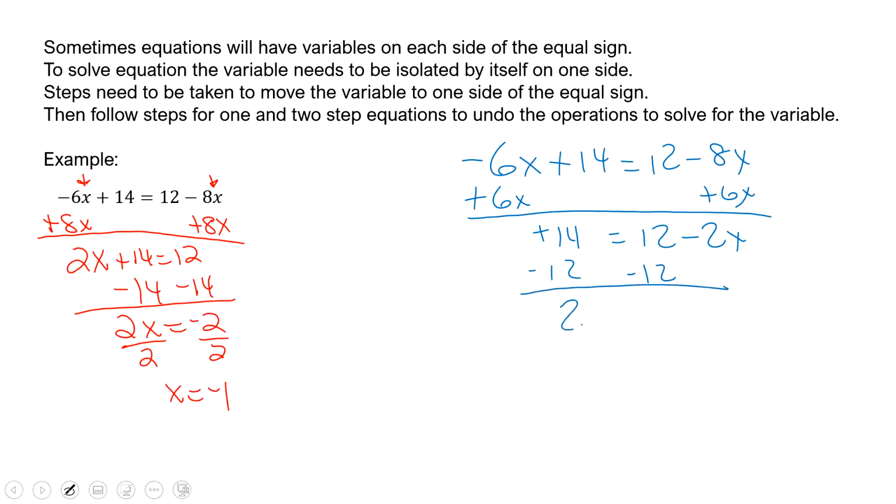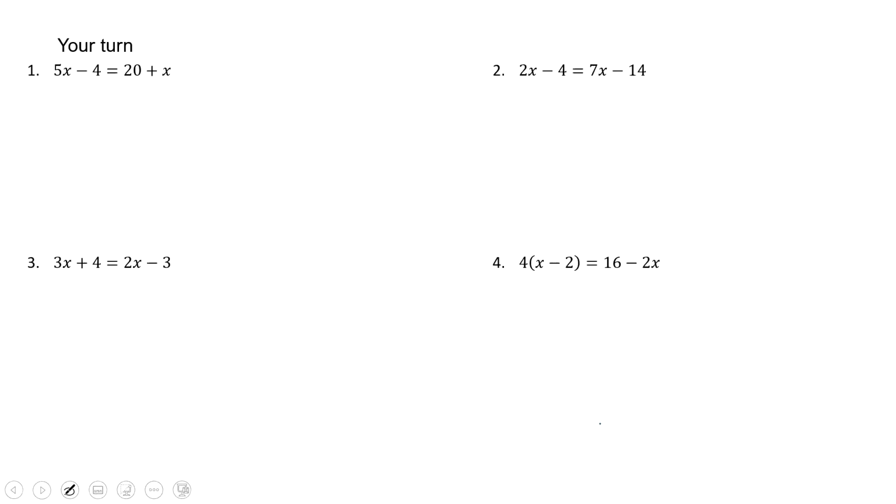I end up with 2 equals -2x. Now I'm dividing by -2, which still gives me x equals -1. You get the same answer, it's just whatever you prefer. I prefer working with positive coefficients in front of my variables, so that's what I do. Okay, again, 4 problems for you to try. Work through them, enter what you found x to equal into Edpuzzle, and then come back and check your answers.